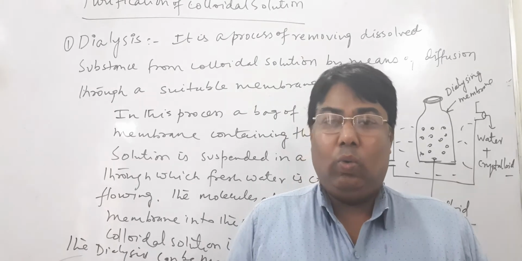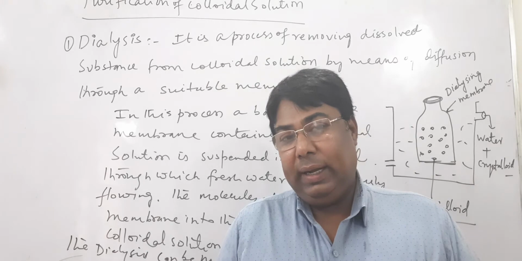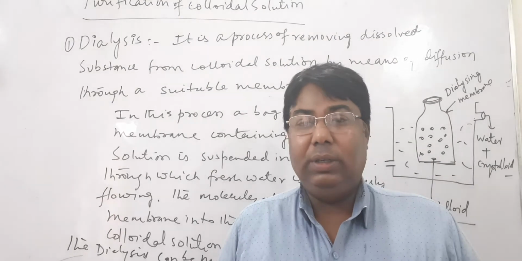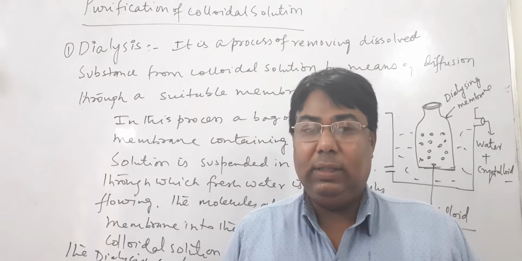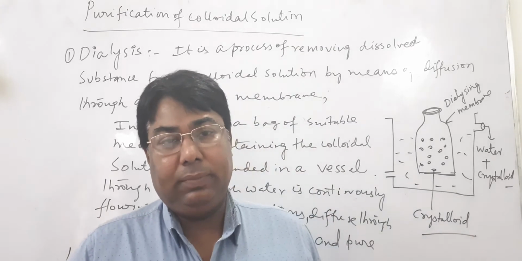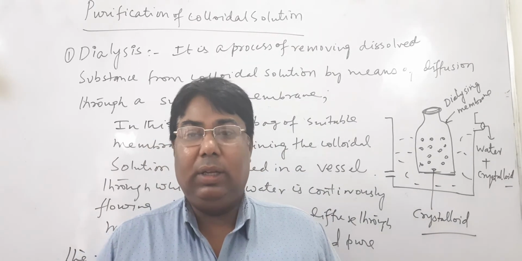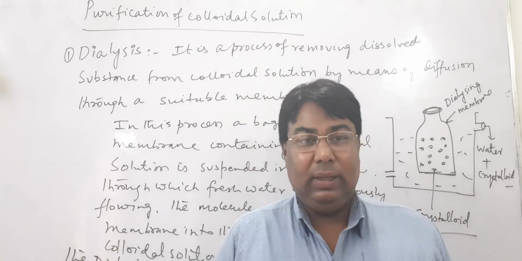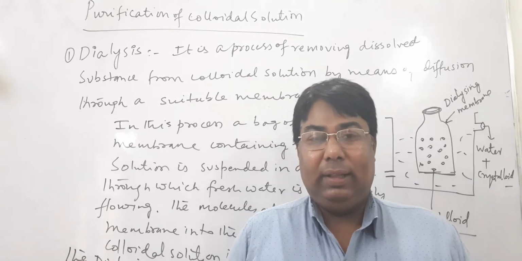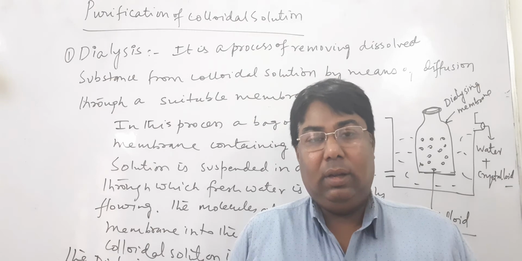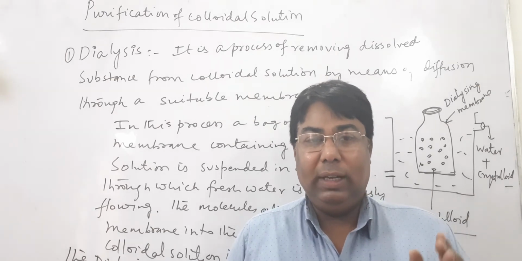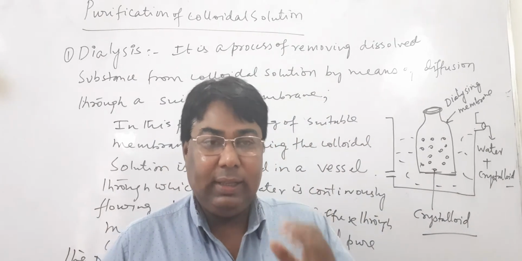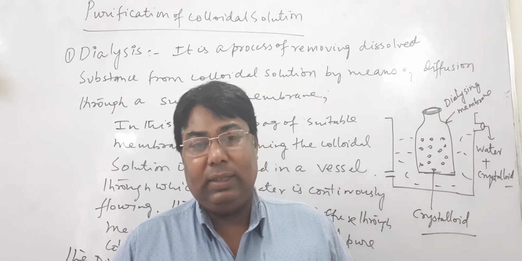Now, once again, we try to understand the methods involved in the purification of colloidal solution. Actually, how are colloidal solutions purified? It is very important. So in this series, we discuss the method which is mainly used in the purification of colloidal solution, which is dialysis. Dialysis is very familiar to us. In the case of kidney failure, we suggest dialysis to remove the impurities present in the blood of the patient. So in this case, we use the process of dialysis.